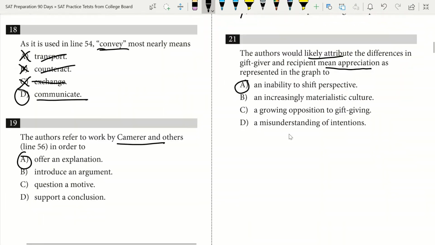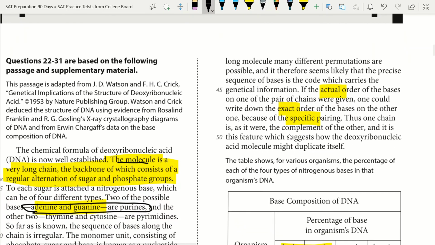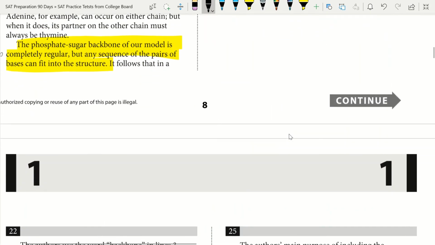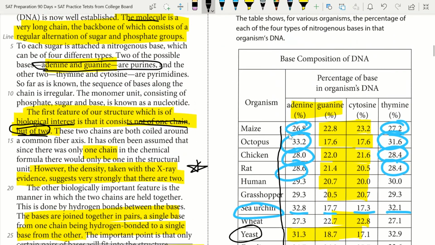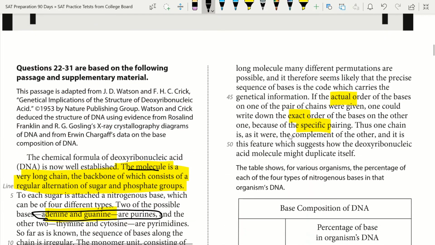That was way too far that I zoomed up. Right here. Okay. So 41 through 45 is what it said. So we got, it follows that in a long molecule, many different permutations, which if you don't know what permutations means, I would assume it means possibilities, right? So there are many different possibilities that are possible. Many different permutations are possible, so many different arrangements. And it therefore seems likely that the precise sequence of bases is the code which carries the genetic information, right?